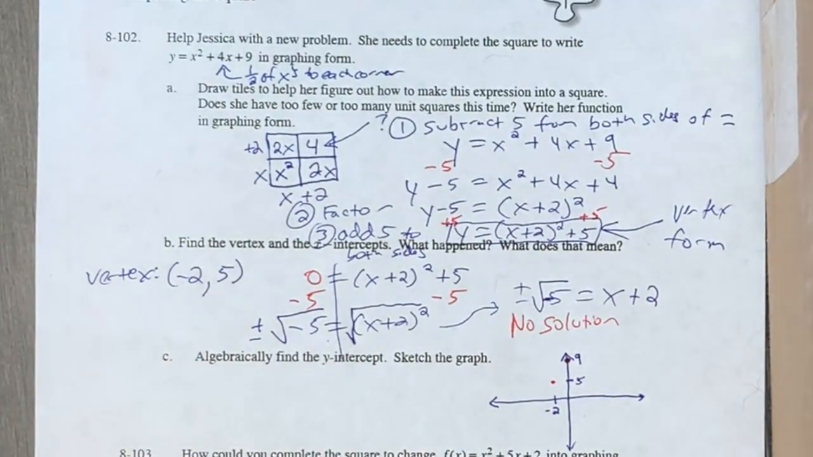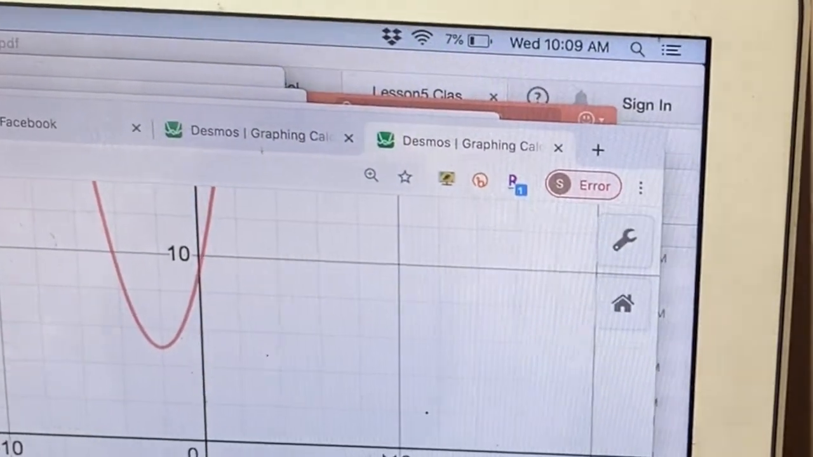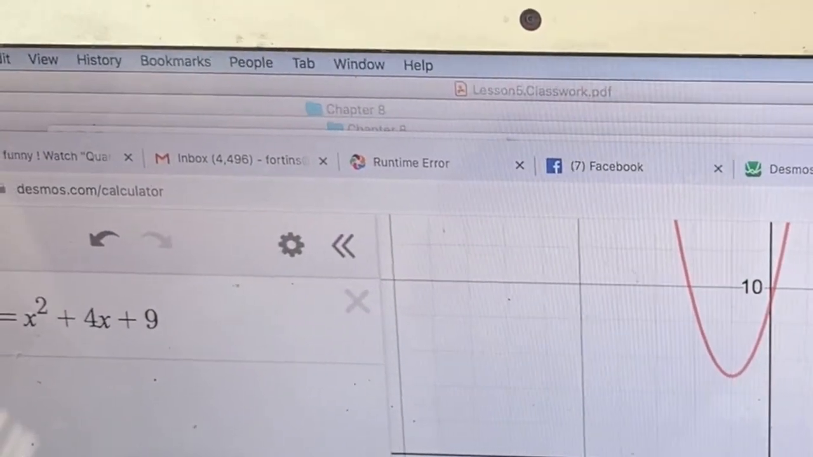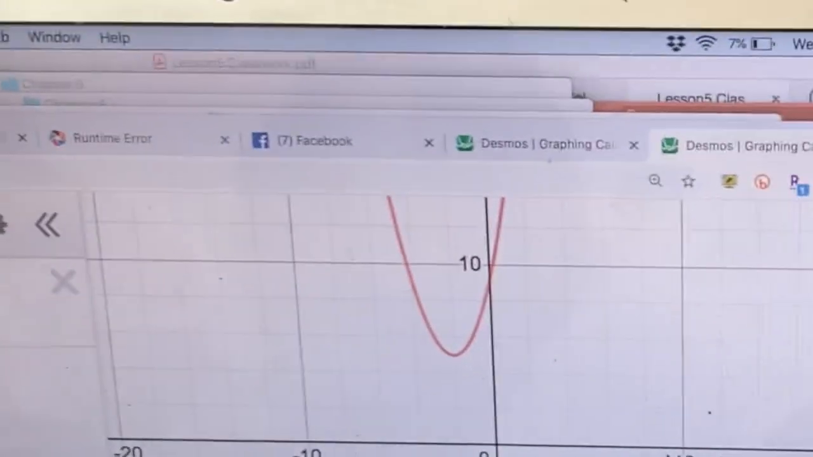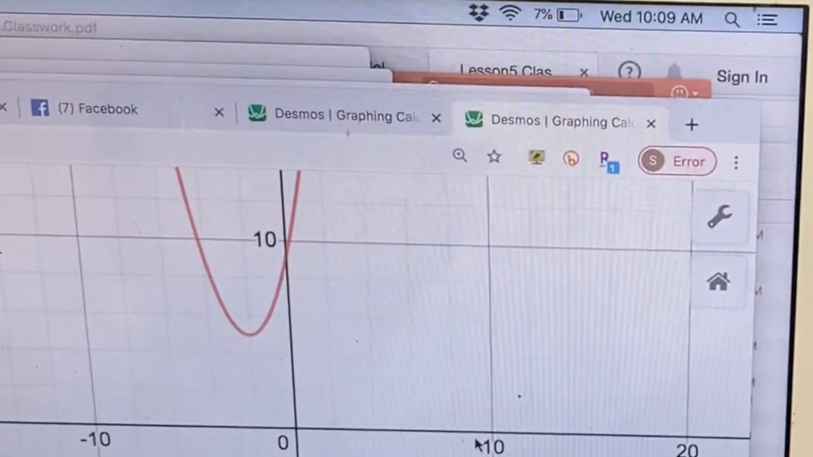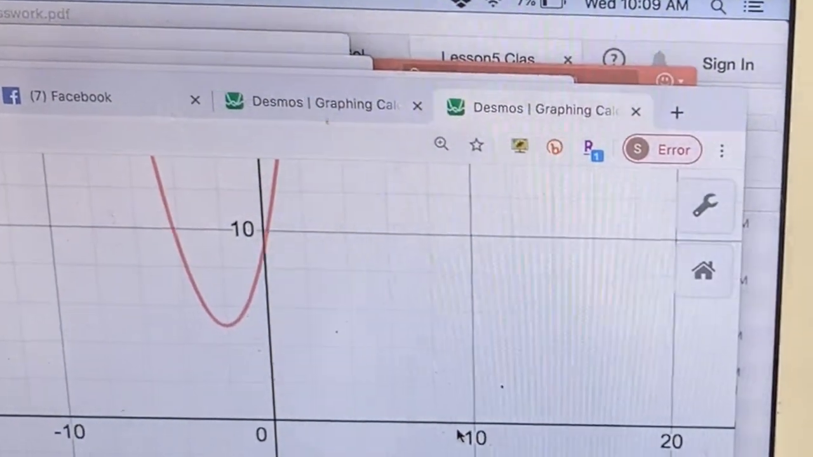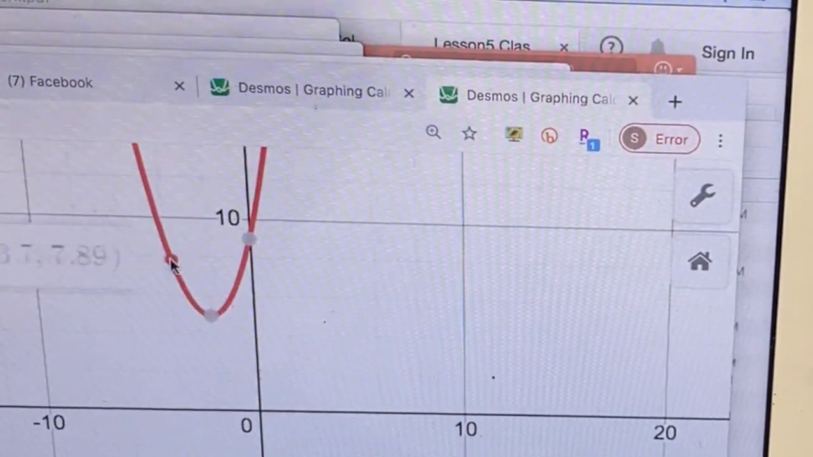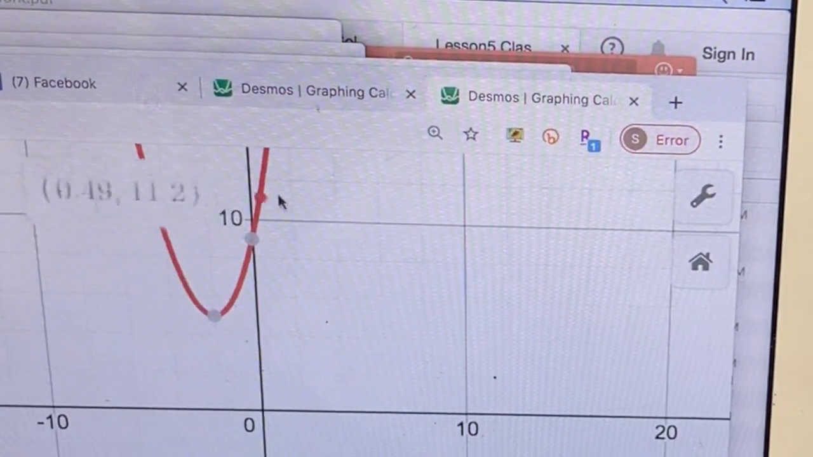So if you did this one and graphed it on the graphing calculator, you noticed you still had a parabola. We're graphing the original equation right there. We still have a parabola, but when we tried to solve for x, we didn't get an answer. And what do we notice about this parabola? Does it have x-intercepts? There are no x-intercepts.